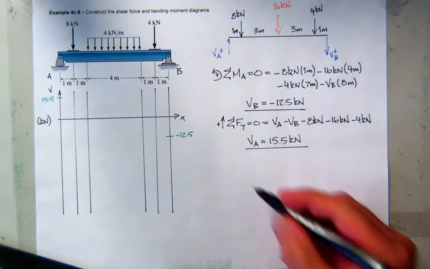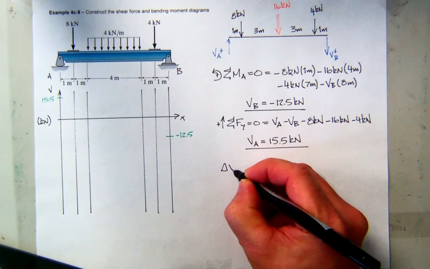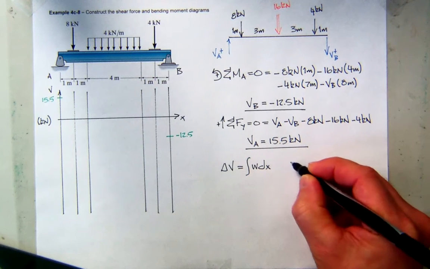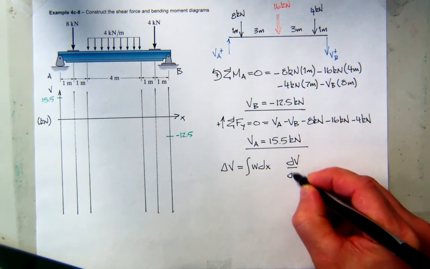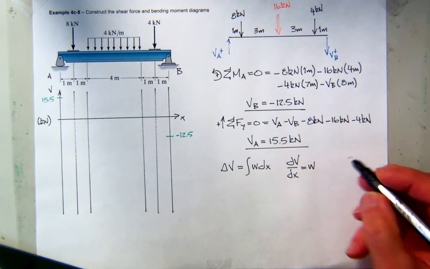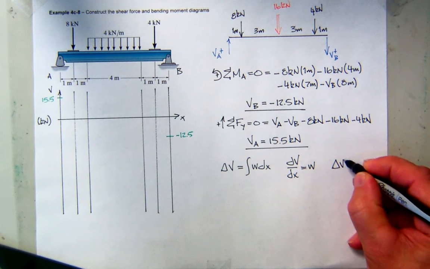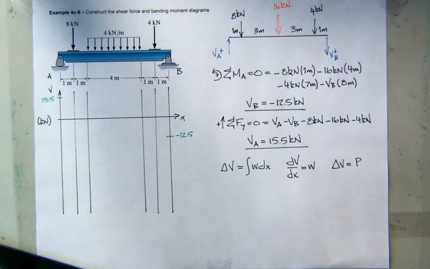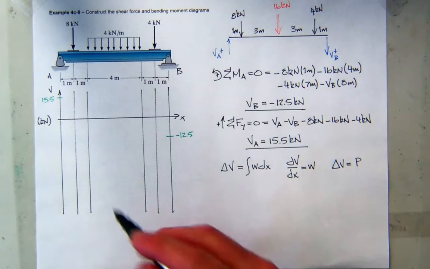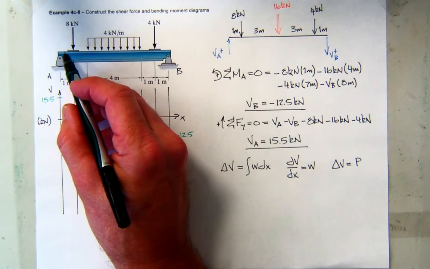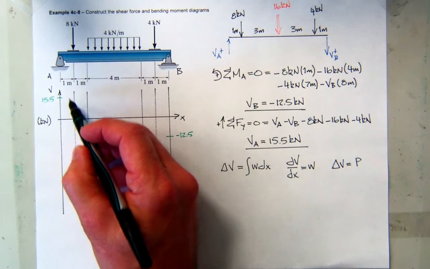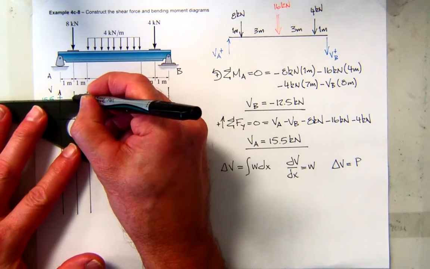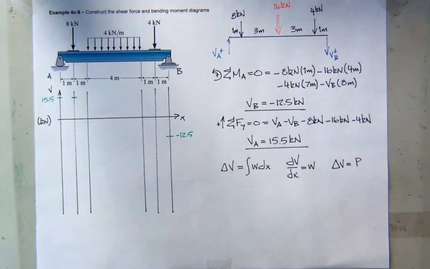So now I can apply my relationships, which we've already done a few times. We know that the change in shear is going to be the area under the load curve, and that the slope of the shear diagram will be the load. Also, don't forget that as we go past a point load, we know the shear will change equal to that value. So let's use all those to our benefit. What is the change in shear over the first meter? The area of the load curve in the first meter, which is 0. So there's no change. Stays 15.5.